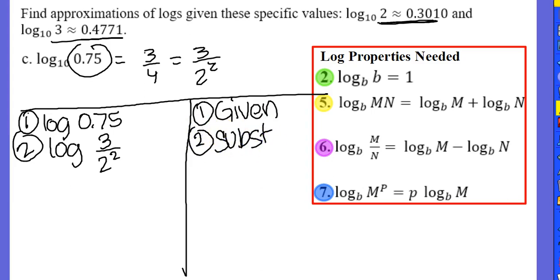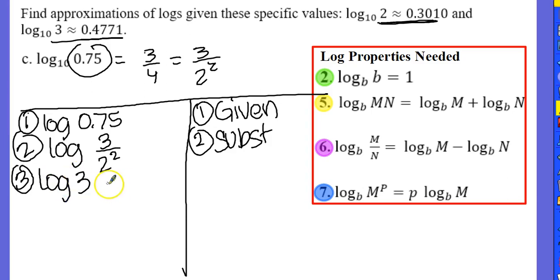Substitution. Step 3, what property? I don't know the log of 3/4. I know the log of 3 separate from the log of 2. So what should I do? It's property 6. You got it.